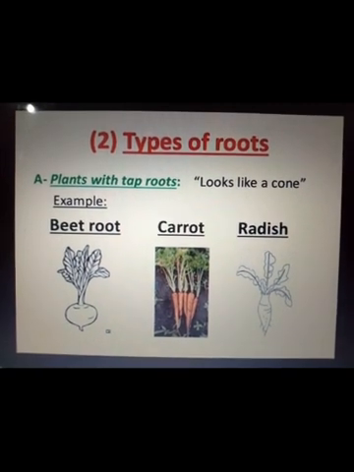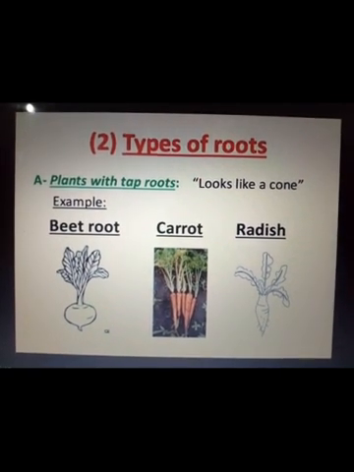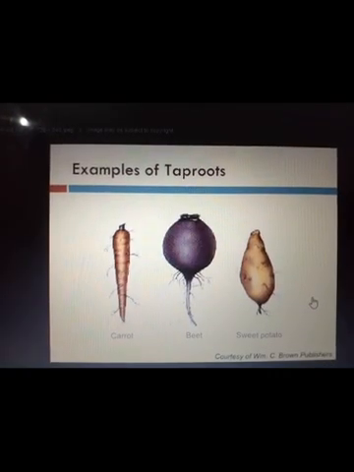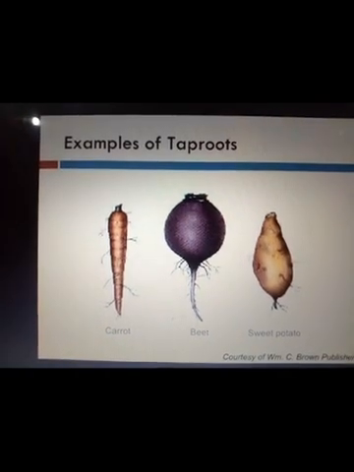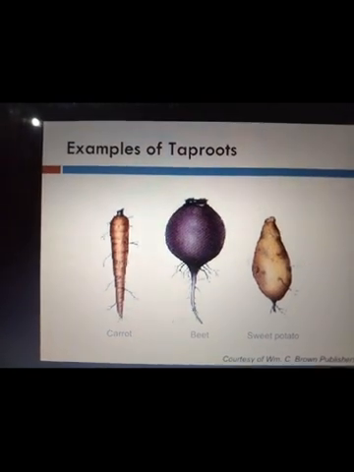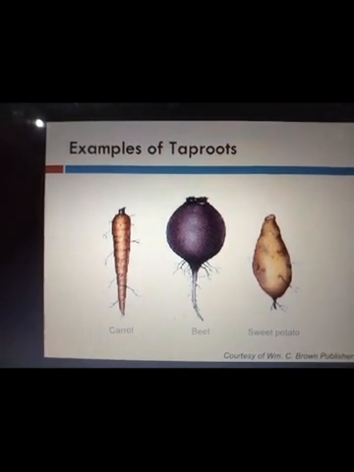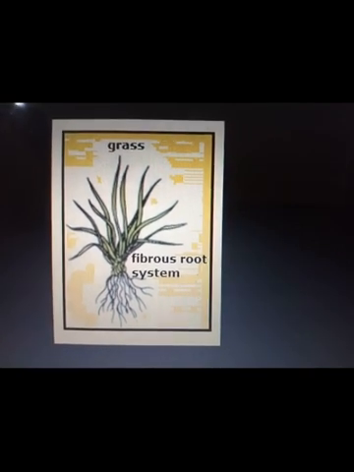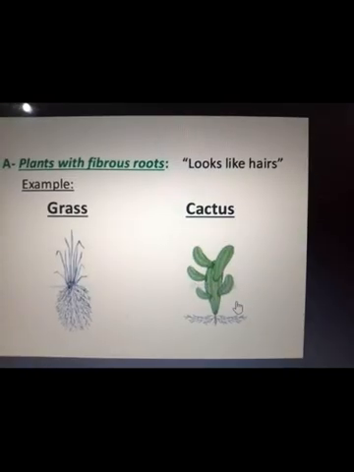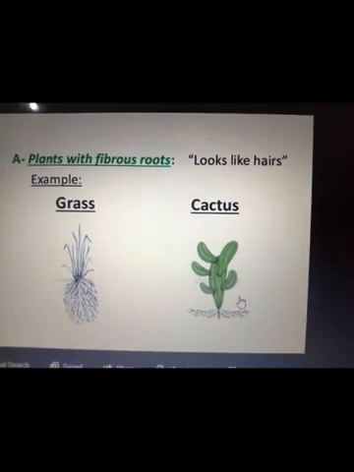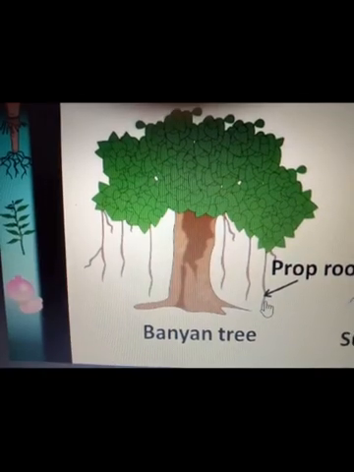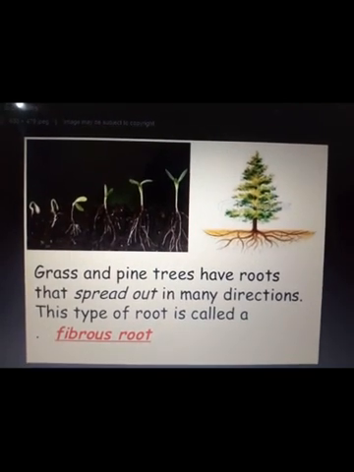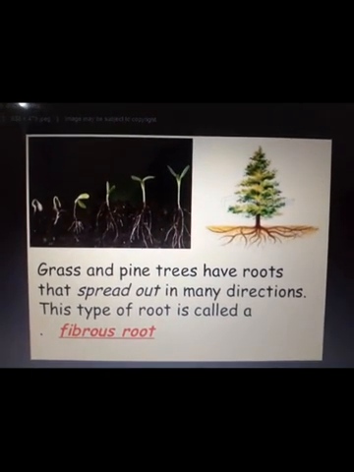Examples of tap roots are beetroot, carrot, radish, potato, mango tree, neem, peepal. These are the examples of tap roots. Next, examples of fibrous root: grass, cactus, banyan tree, pine trees. These are all examples of fibrous roots.